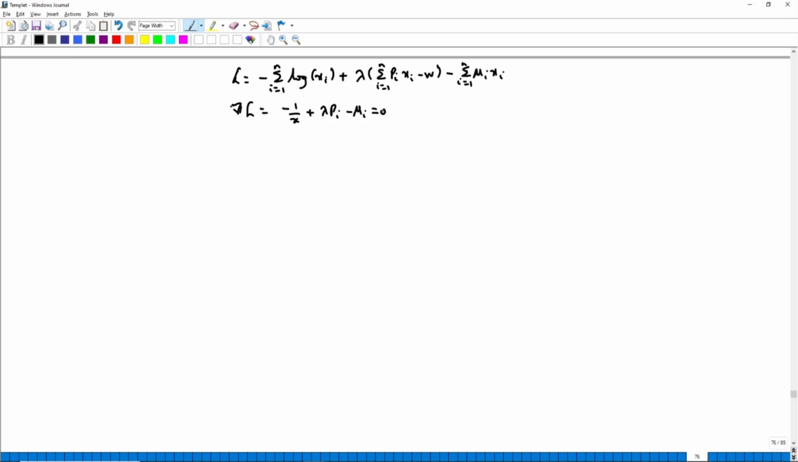Okay. So if we assume all mu i's to be 0, for all i equal to 1 to n, for the time being, you can see that we have minus 1 by xi plus lambda pi equal to 0, so 1 by xi equals lambda pi, right. Or I will write it as lambda equal to 1 by pi xi for all i. So what this tells us is that pi xi is actually a constant over i.